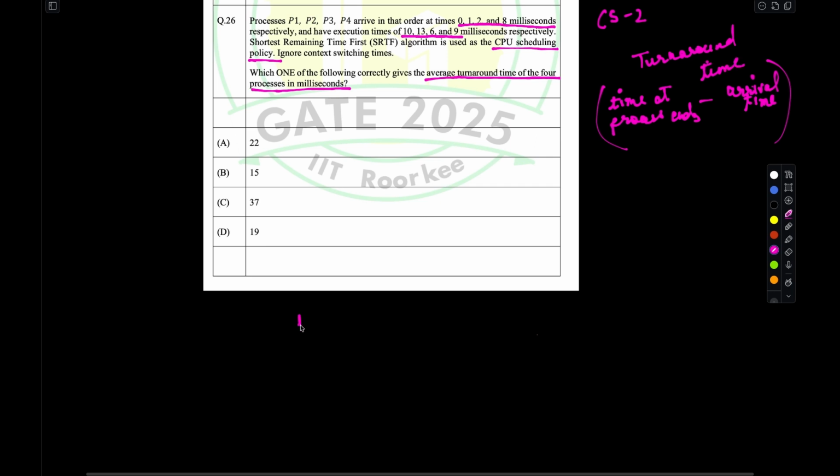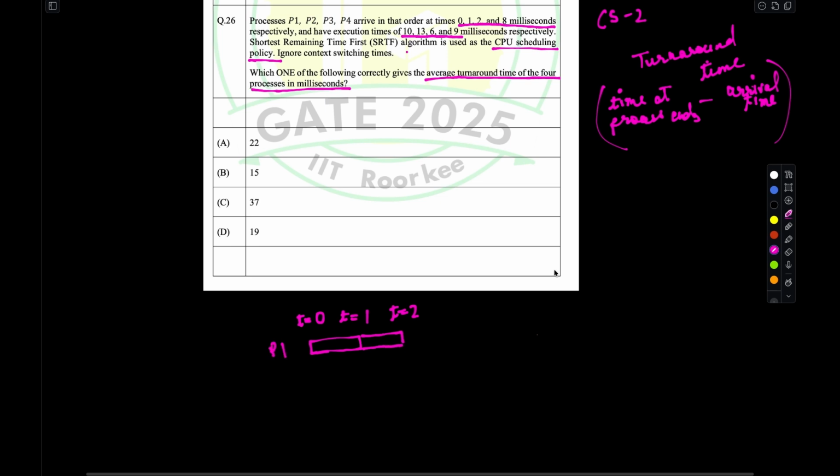So at t equals 0, we have only one process because P2, P3, P4 arrive later. So at t equals 0, we have P1 running. So P1 will run from t0 to t1. But now we see that P2 also arrives at 1 second. But the remaining time for P2 would be 13 seconds, while P1, since it has already run for a second, would have 9 remaining. So P1 will keep on running till t equals 2 seconds.